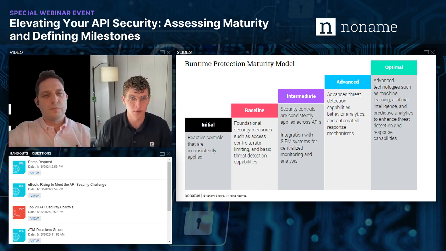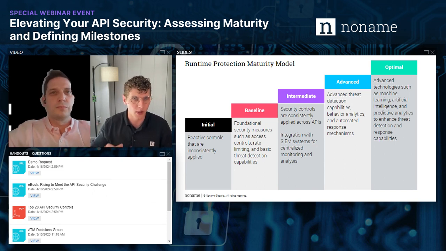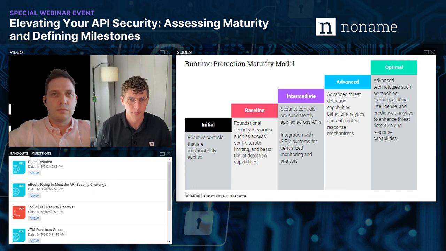Now once we move to intermediate, this is also where we see most organizations start plateauing with risk assessment and runtime protection. They actually have established a formalized process and controls for API runtime protection. For example, here they might start integration with security information and event management systems, also known as SIEMs, for centralized monitoring and analysis.